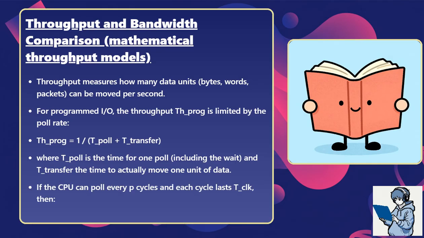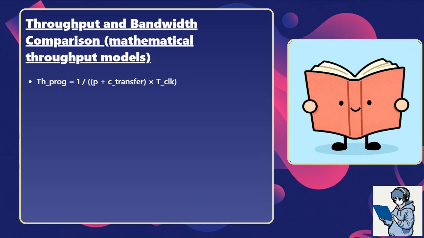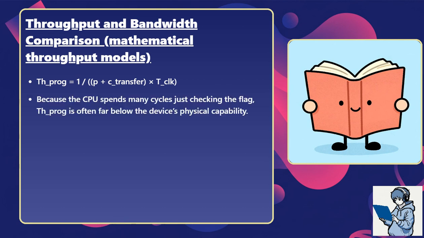If the CPU can poll every P cycles and each cycle lasts T_CLK, then T_poll equals P times T_CLK. TH_prog equals 1 divided by (P plus C_transfer) times T_CLK. Because the CPU spends many cycles just checking the flag, TH_prog is often far below the device's physical capability.